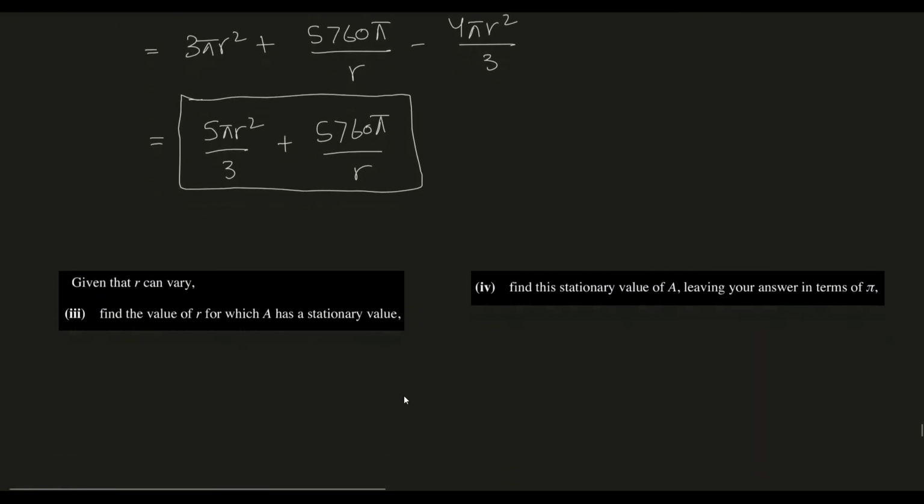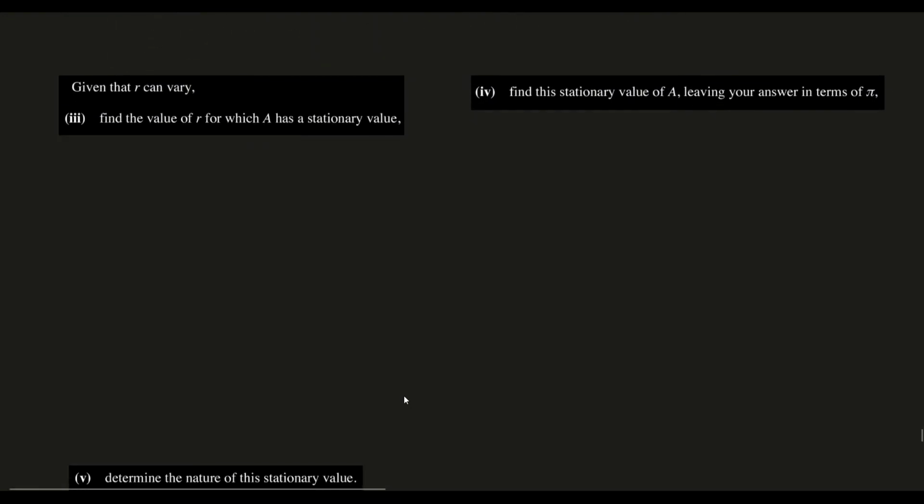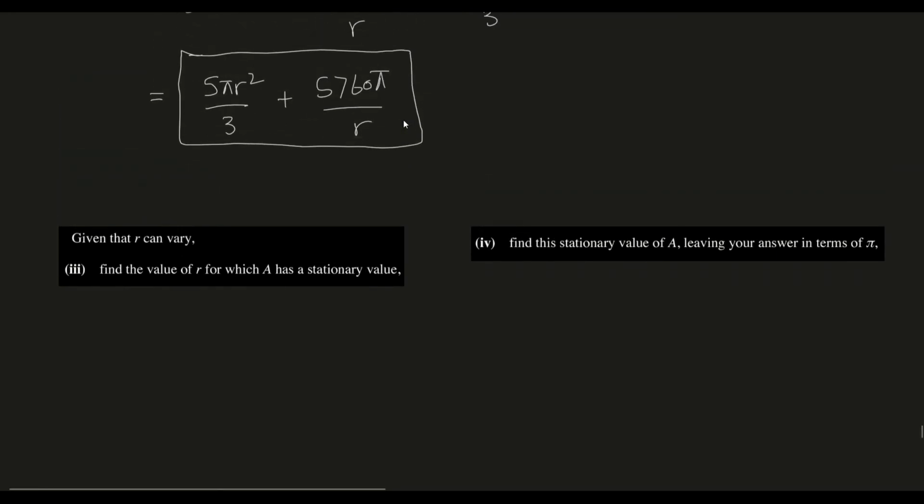Now in the next part it says, given that r can vary, find the value of r for which A has a stationary value. For a stationary value, we need to differentiate this equation of area and equate it to 0 to find the stationary value. So over here I'm going to rewrite the equation of area, and I will take 5 over 3 π common from both of these terms.